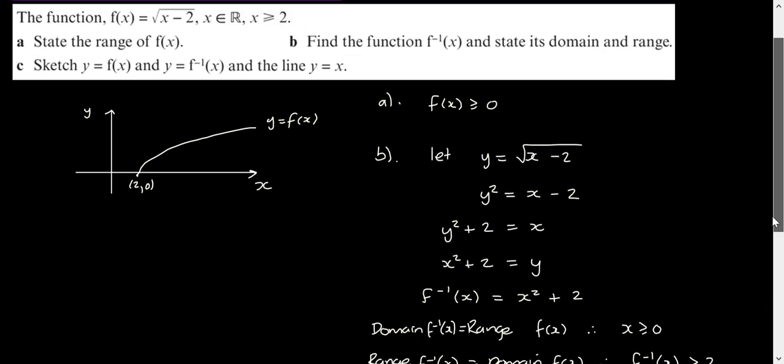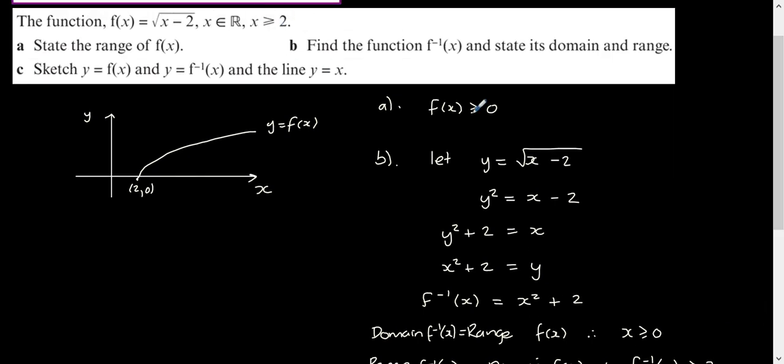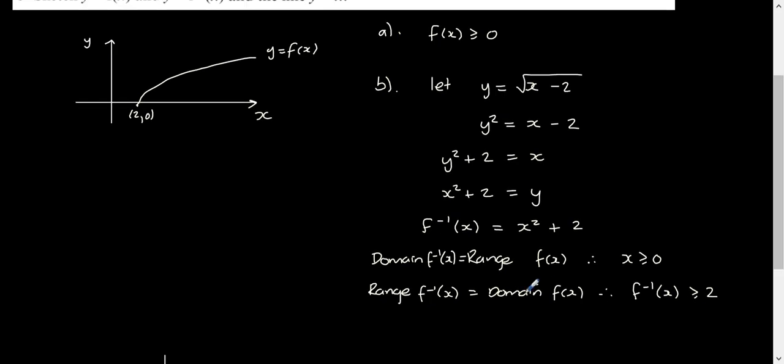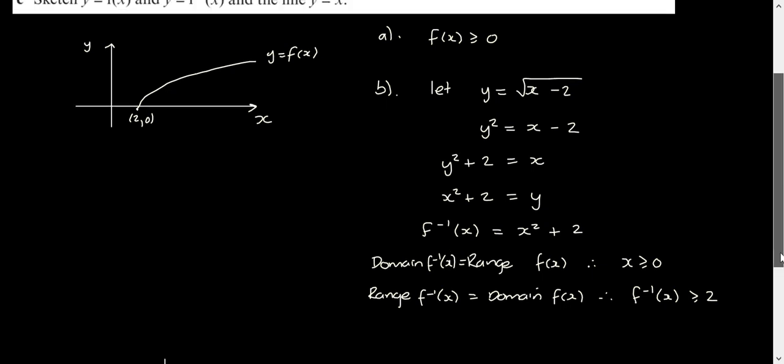Okay, so our domain previously was x is greater than or equal to 2. That's an x coordinate. Range is a y coordinate. So f to the minus 1 of x, our y coordinate, is greater than or equal to 2. And that's a simple thing, right? But you do have to remember it. The domain of the inverse is the range of the function, and vice versa.